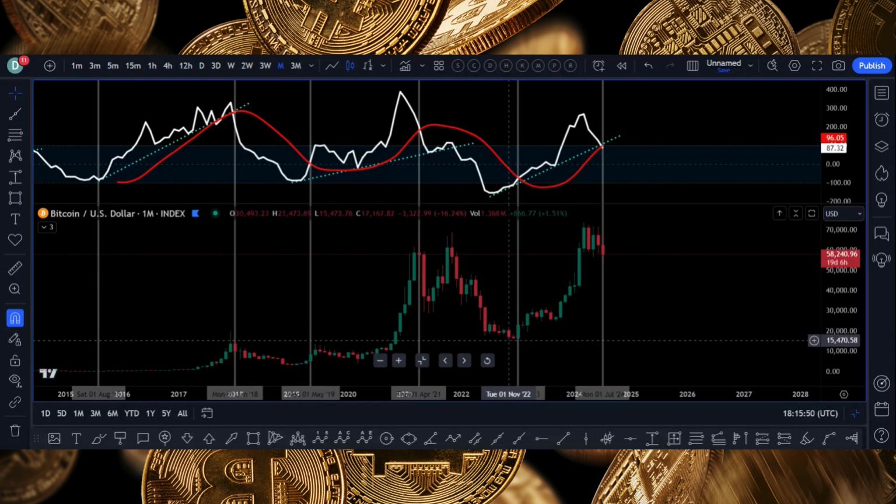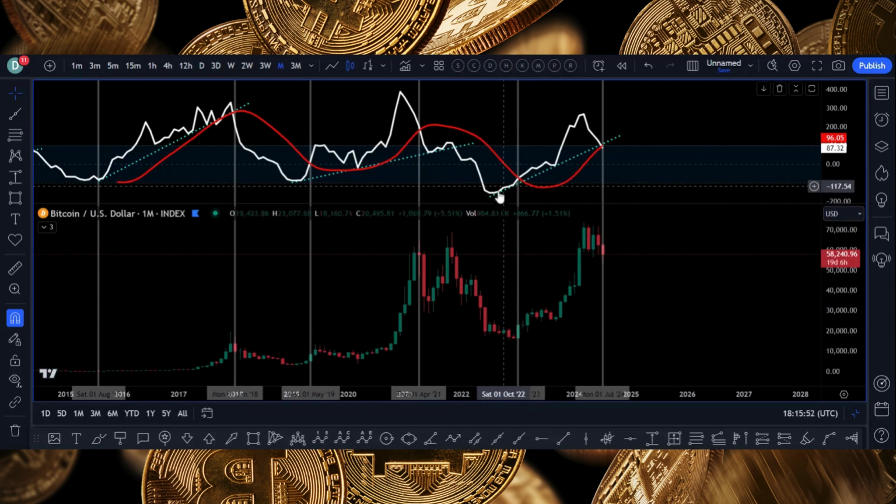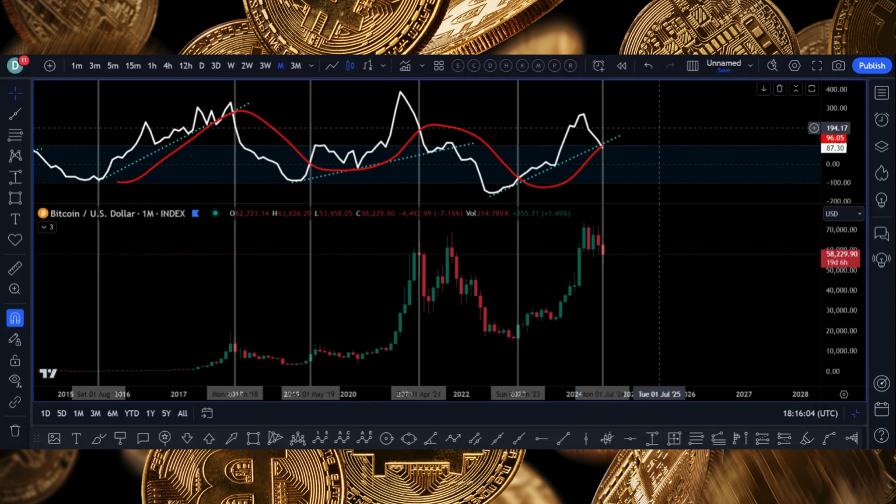Bullish divergence showing right here. We crossed above the signal line, and we broke the trend line and the signal line now. So that's two confirmations we have on this monthly chart, if we have truly broken down.